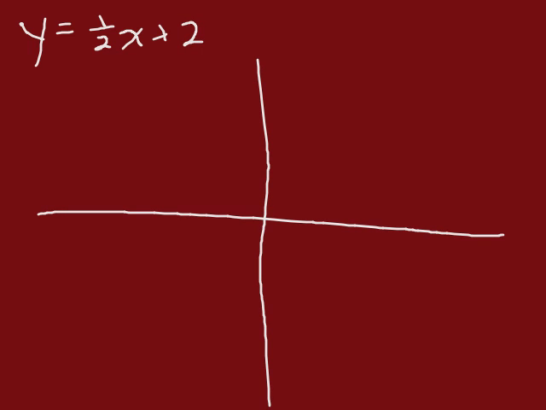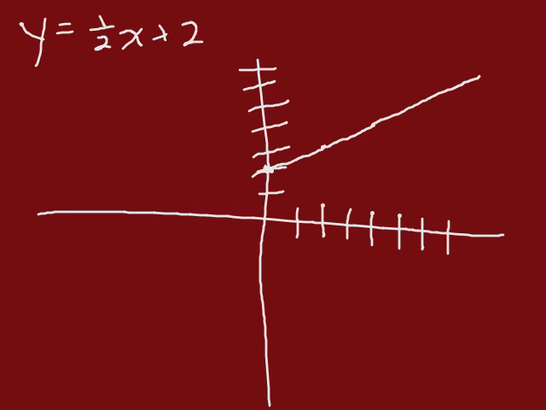So let's do y equals 1/2 x plus 2. Okay, so we know that our y-intercept is going to be 2, so it's going to cross the y-axis at 2, and our slope is 1/2, so it's going to go up 1 and over 2, up 1 and over 2, and then we can connect that. Okay, so this is when our slope is positive. So that's this one.